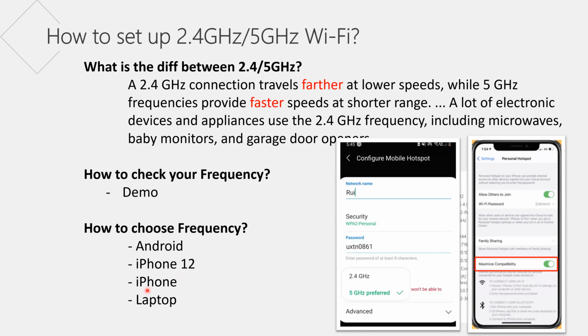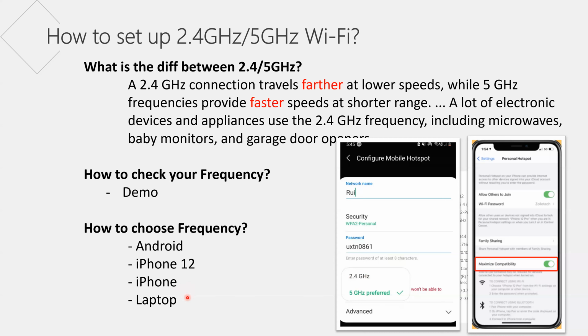But if you are using an old iPhone like me, then you cannot find this button, so maybe you can only create a 2.4 gigahertz hotspot. If you are using the iPhone, that's okay. We just do the 2.4 one.